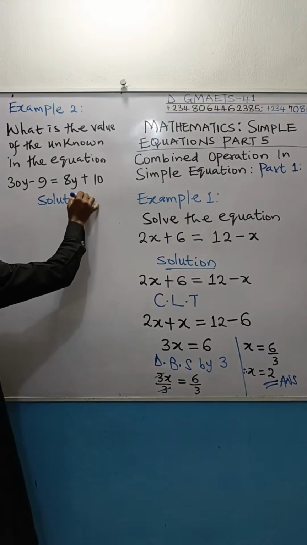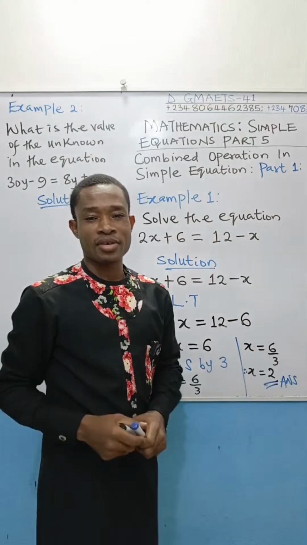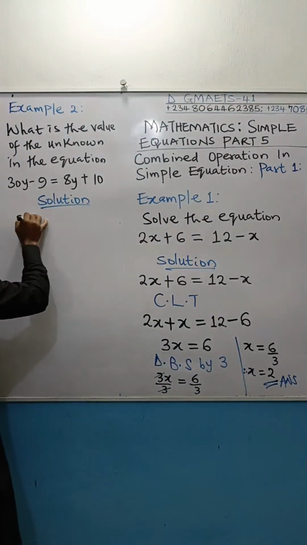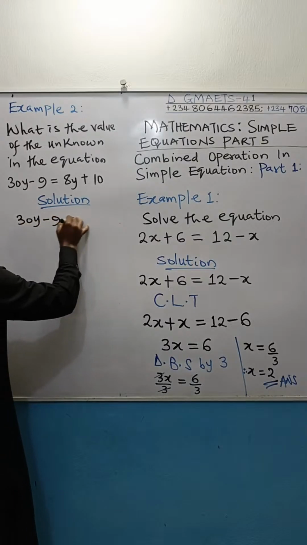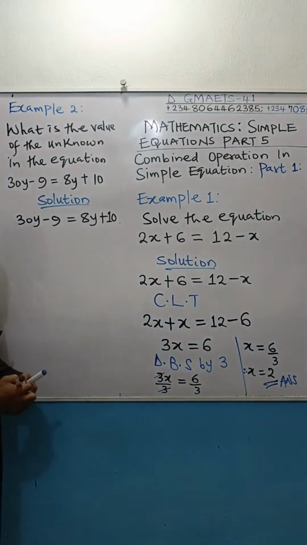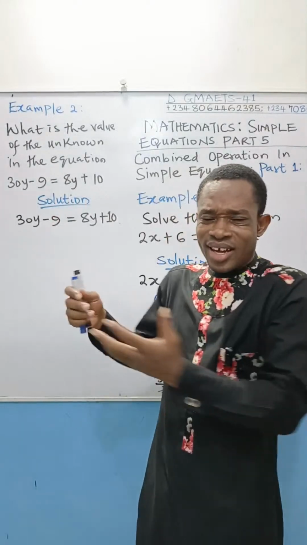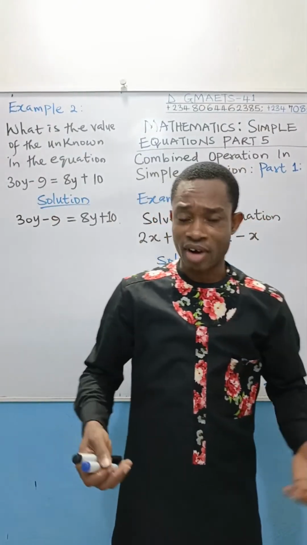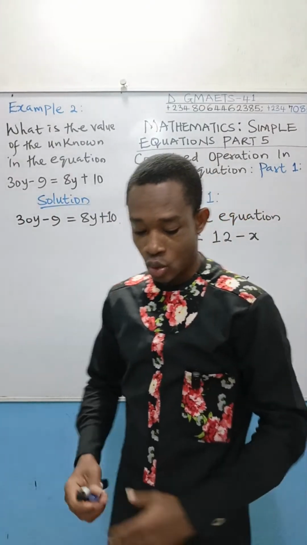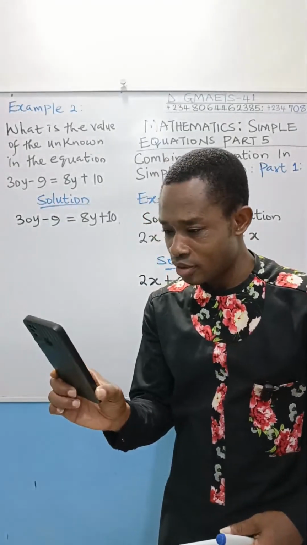I want to believe you understand and know when to collect like terms, when to cross multiply, and the rest of them. So we hit this question straight on. What we have here is 30y minus 9 equal to 8y plus 10. You notice that the unknown you are looking for has a plus or minus between it and something else. So at this point, you collect like terms.